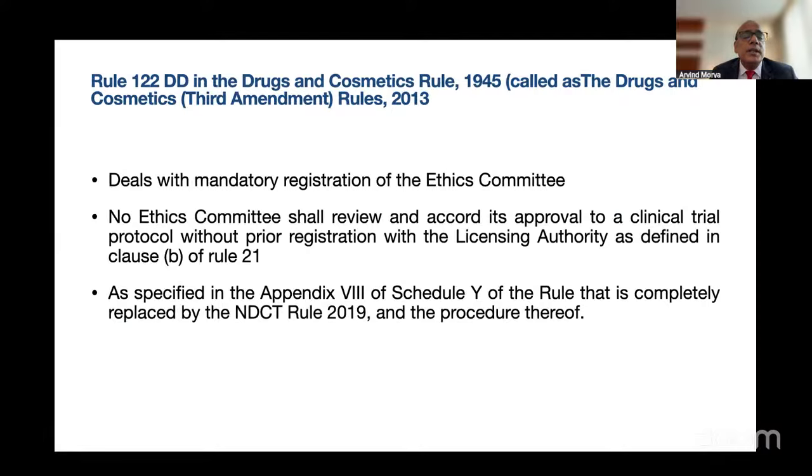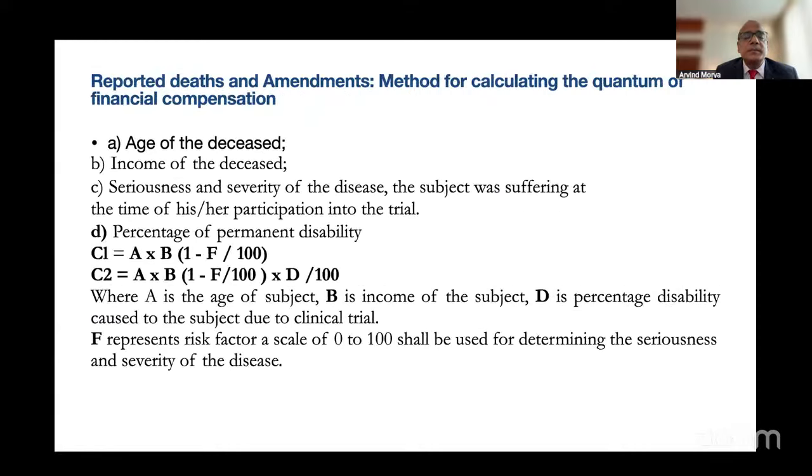And Rule 122DD deals with the mandatory registration of the ethics committee. The ethics committee needs to be registered with the DHR, the Department of Health Research, and there is an online website of the Government of India, nethic.gov.in. We can go there and register our ethics committee. No ethics committee shall review and accord its approval to a protocol without prior registration with the licensing authority, as specified in Appendix 8 of Schedule Y, which has been totally replaced by the newer New Drugs and Clinical Trial Rules 2019.